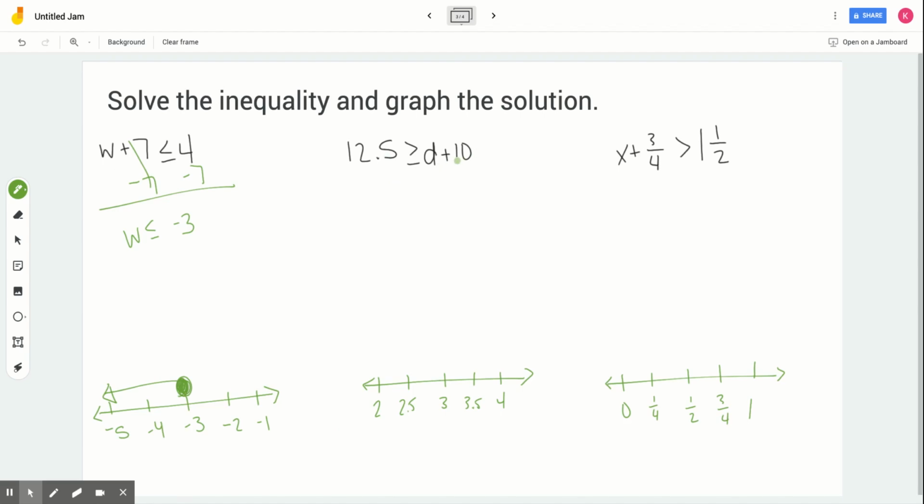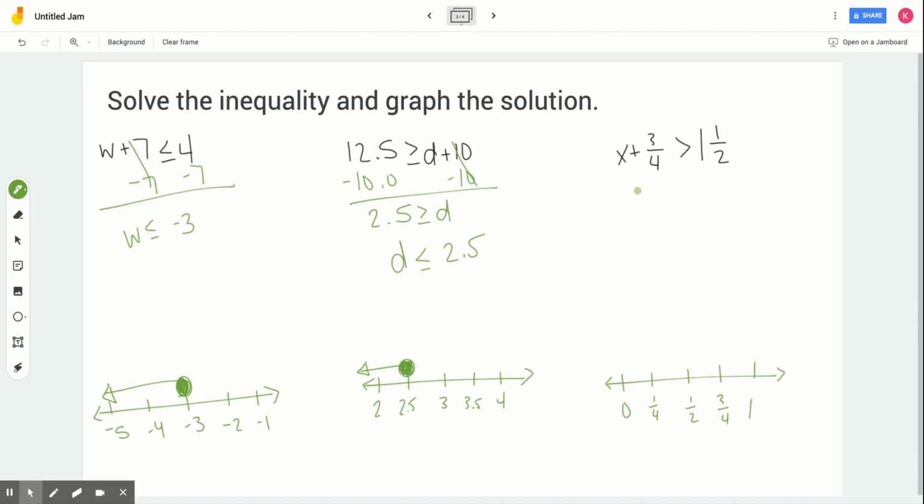On the next one, the opposite of adding 10 is to subtract 10. Remember that we have to keep those decimals lined up. Bring the decimal point straight down. So we have 2.5 is greater than or equal to D. Remember, when the variable is on the right-hand side, we rewrite it, making sure that the inequality is facing the same value. D is less than or equal to 2.5. So again, shaded circle for less than or equal to, shading to the left because these values are less than 2.5.